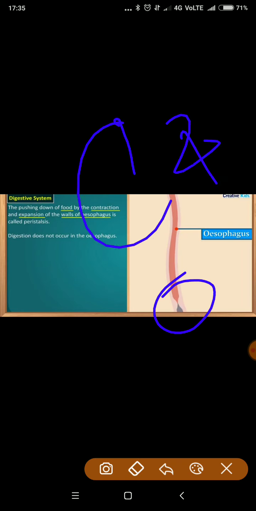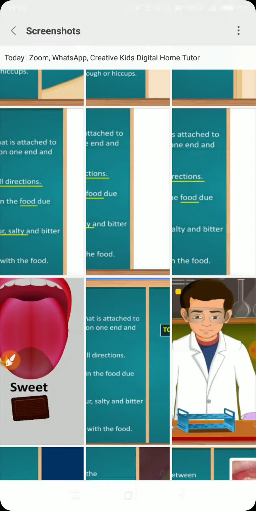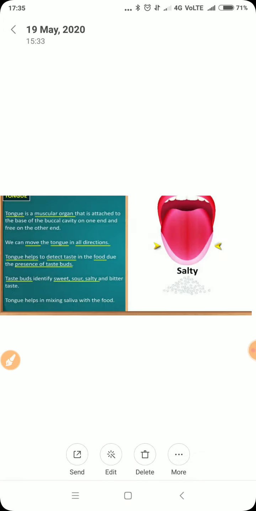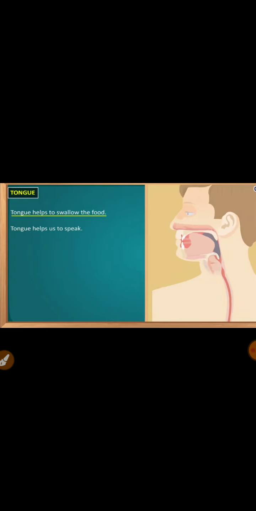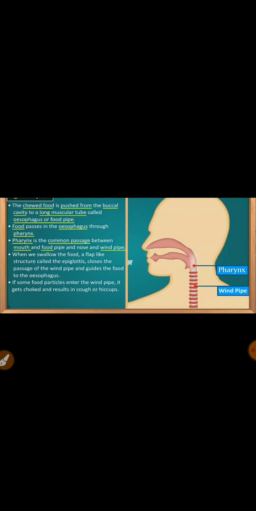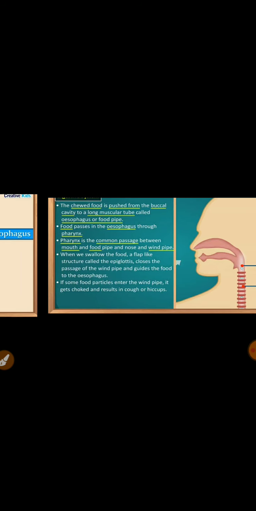Okay, so this is the esophagus. What happens in this esophagus? Are you able to see over here? The contraction is going on in this area. So just because of this contraction and relaxation, only it is possible that food will go down. And what are these types of movements called? These types of movements are known as peristalsis. Okay, what are these movements known as?